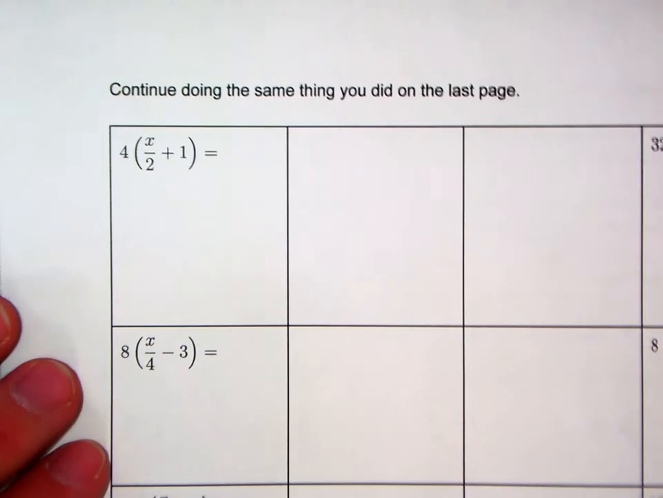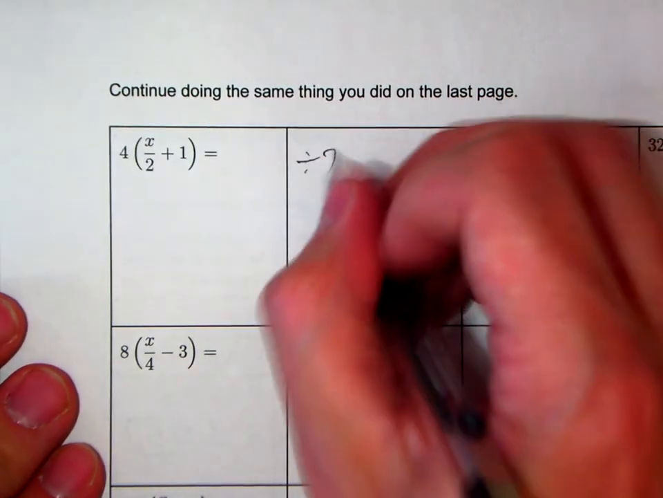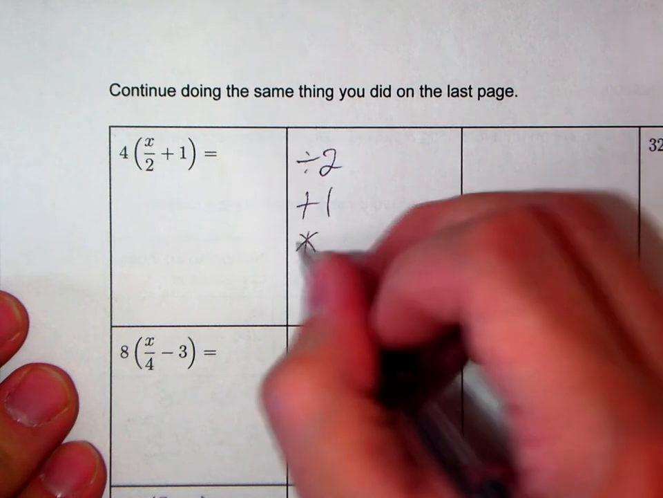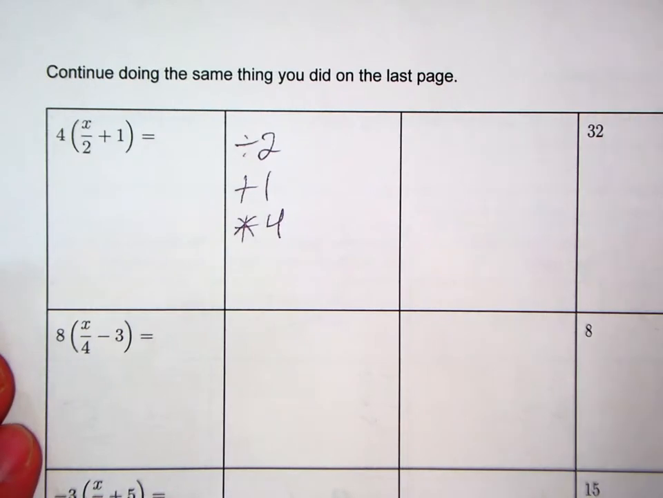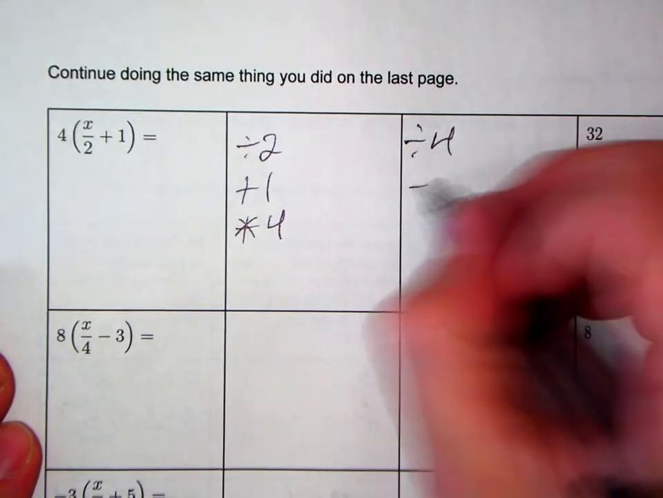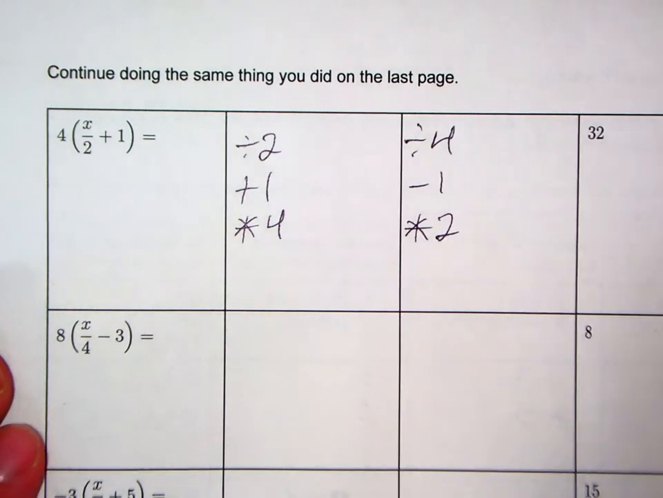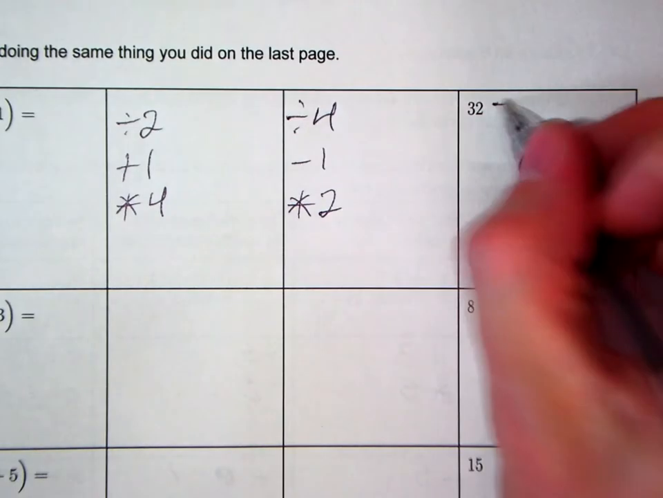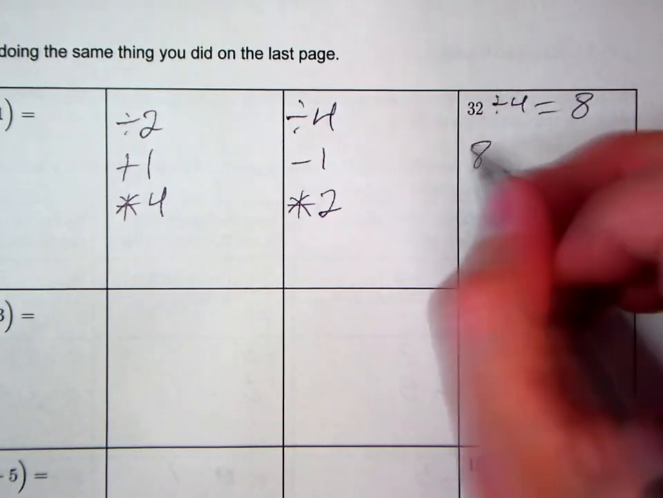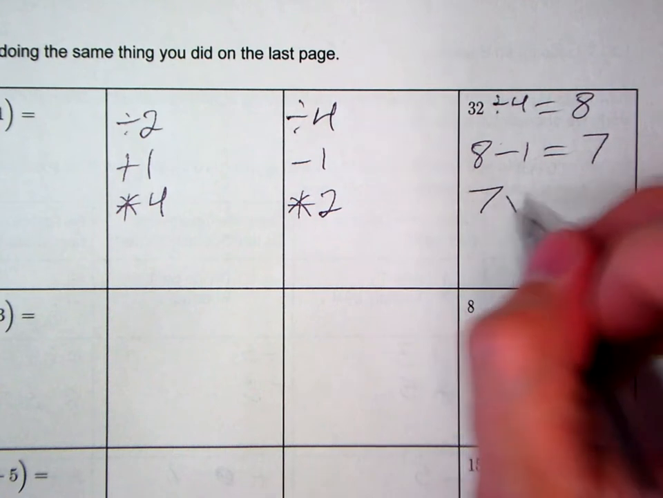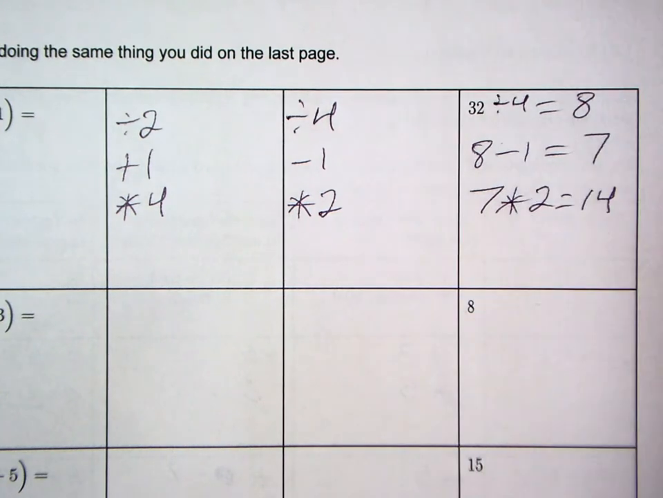On to the back. First thing that happens to x is we divide by 2, and then we add 1, and then we multiply by 4. So when we're canceling those operations, we divide by 4, we minus 1, and then we multiply by 2. So if we start with 32, and we divide by 4, we get 8. 8 minus 1 is equal to 7. 7 times 2 is equal to 14.